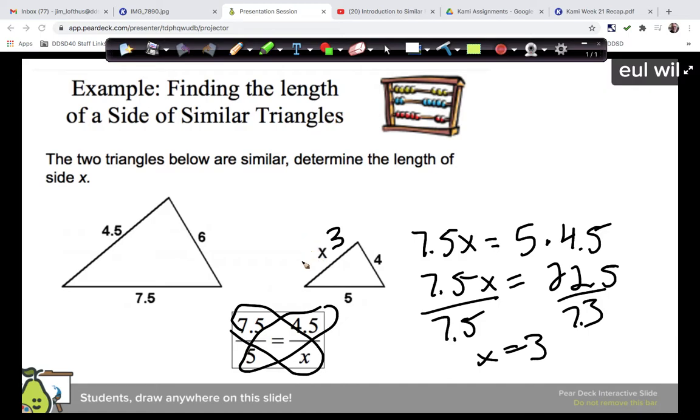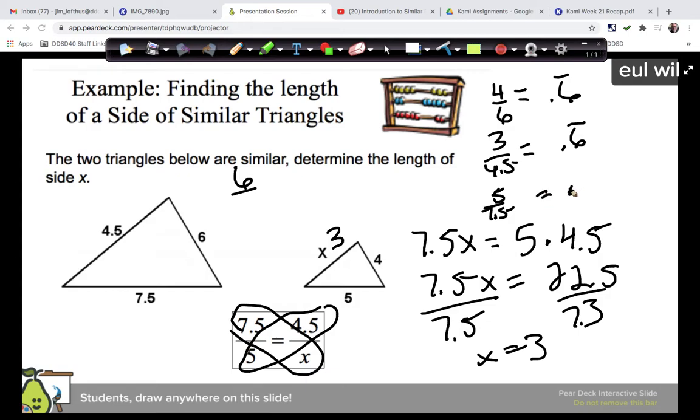And it makes sense because we can take 6 divided by, or let's do it this way, small to large. 4 divided by 6, if you want to grab your calculator and test this. And we can do 3 divided by 4.5. And we can do 5 divided by 7.5, and we get the same thing every time. It's going to be 0.6 repeating. If you want to confirm that, you can grab a calculator and stop this video and do those right there.